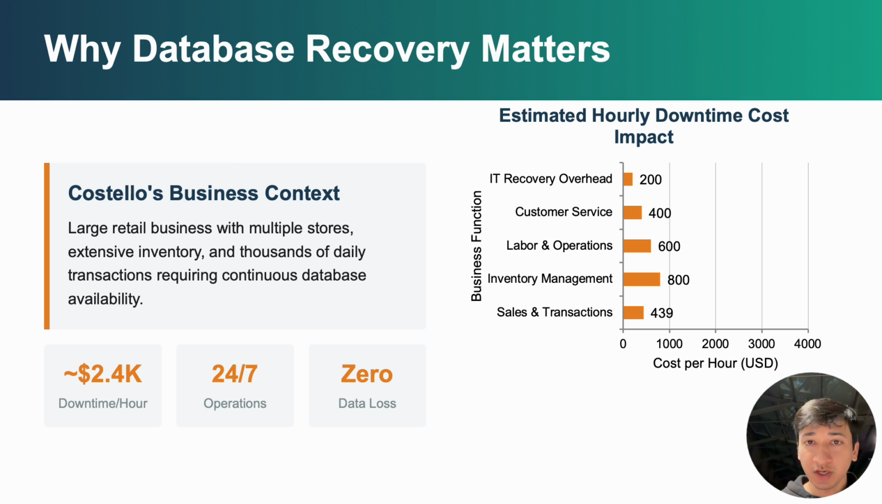As you can see from this chart, database downtime costs approximately $2,400 per hour, with the largest impact on inventory management at $800 per hour, followed by labor and operations at $600 per hour. With 24/7 operations and zero tolerance for data loss, robust recovery procedures are absolutely essential.